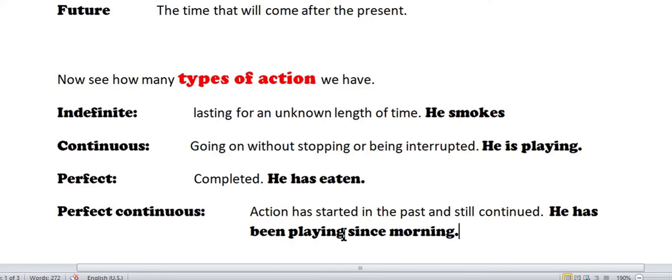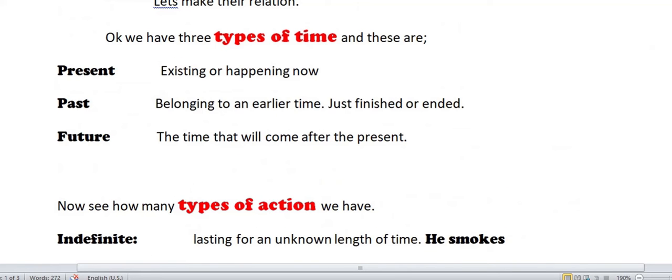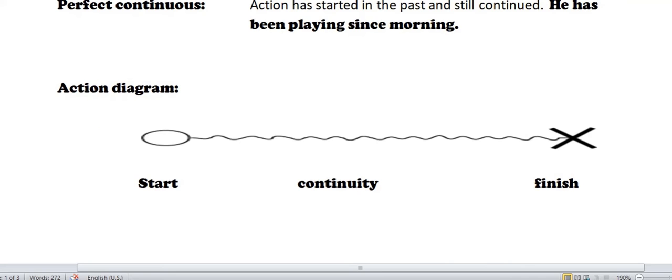Like he has been playing since morning. The action started in the morning and is still continued. Here two times: the starting time and the action that is still going on. Okay, so we have four words and three words of time. Just keep in mind the meanings of these words.